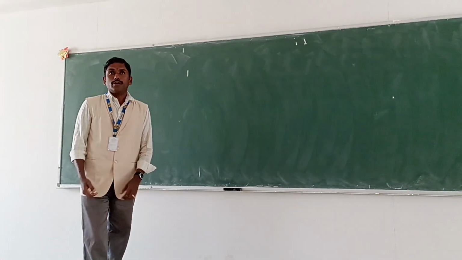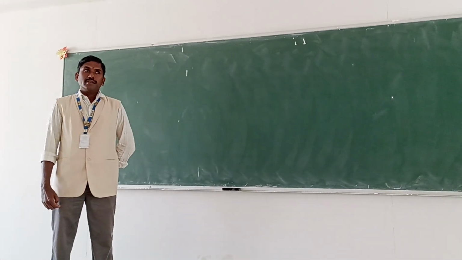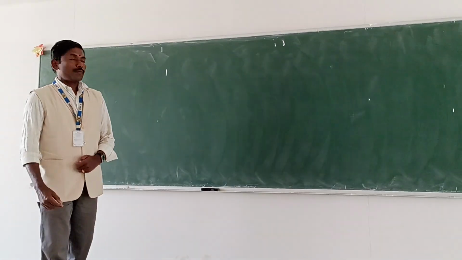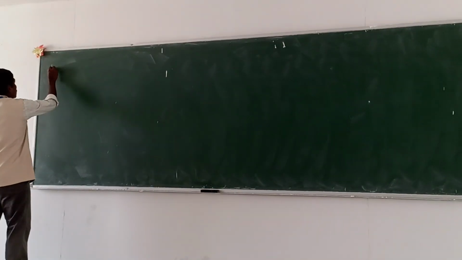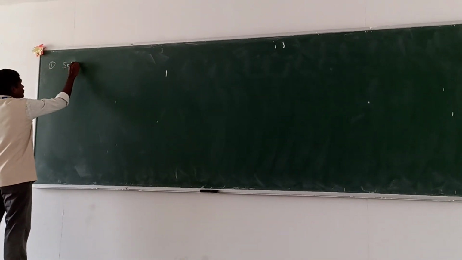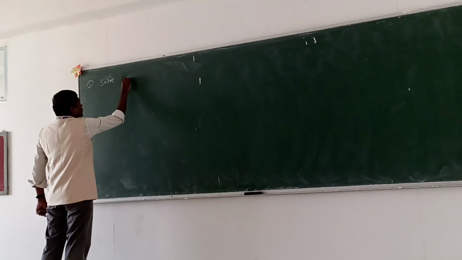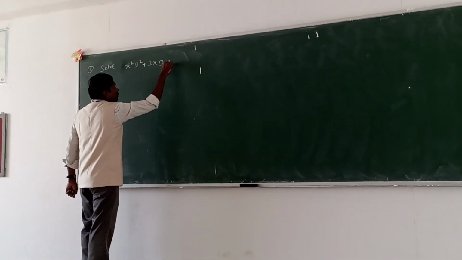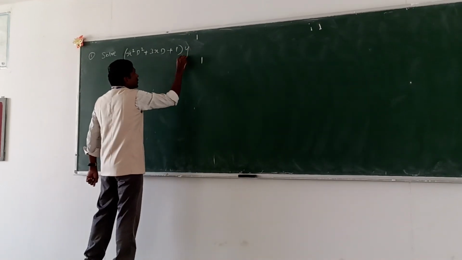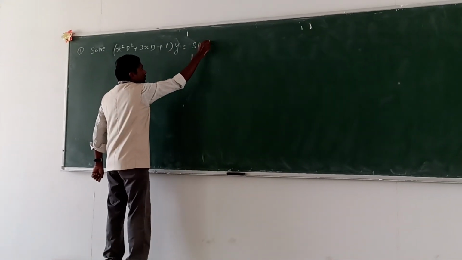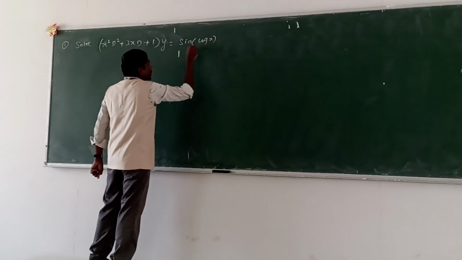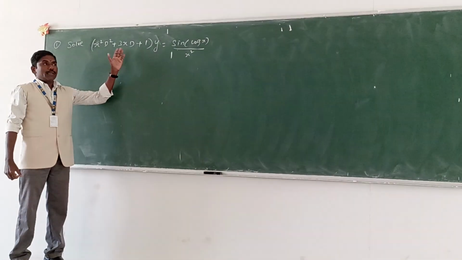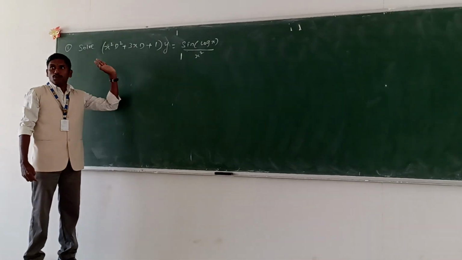Today we are discussing the topic problems based on linear differential equation with variable coefficient. Problem number 1. Solve (x square D square plus 3xD plus 1) y equal to sin of log x by x square. So this is a differential equation with variable coefficient.